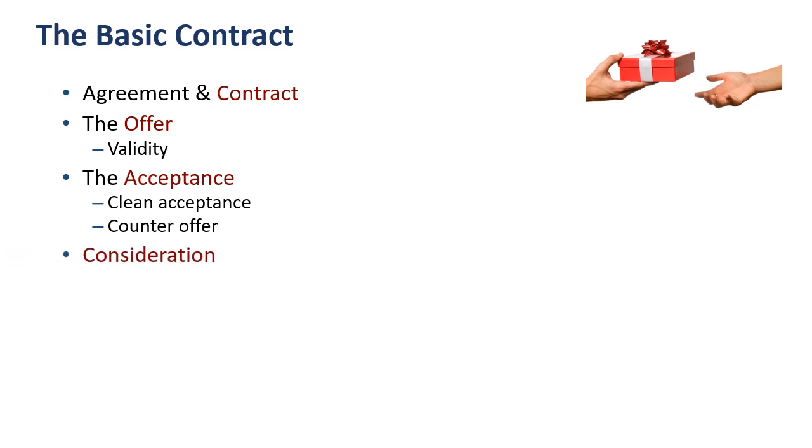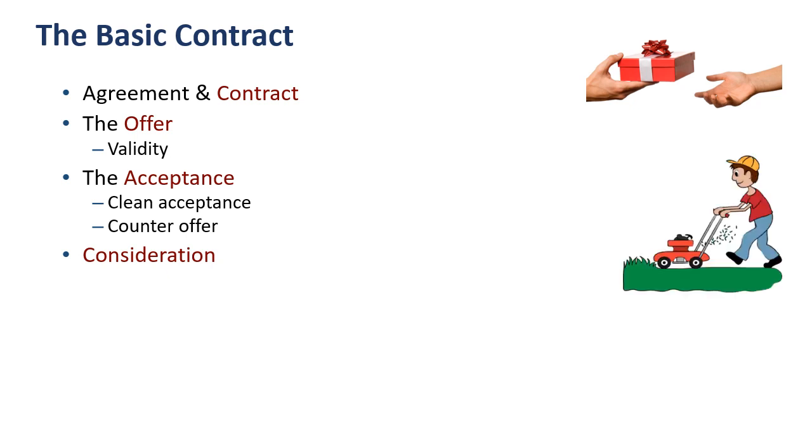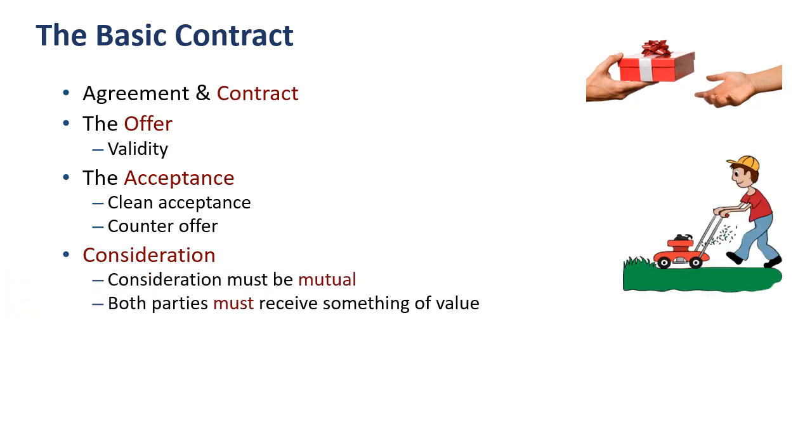There has to be a consideration, which means when you're giving something, you have to get something in return, which is in line with the value of that particular goods or value of that particular service. So that's known as a consideration. So for a contract to be valid, there has to be a consideration. Consideration has to be mutual and it should be of potential equal value.